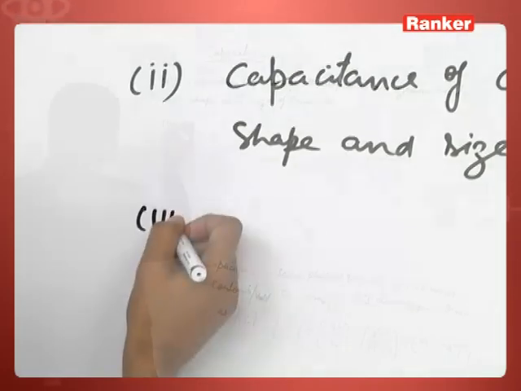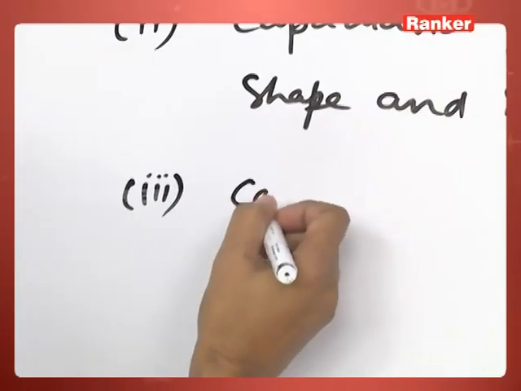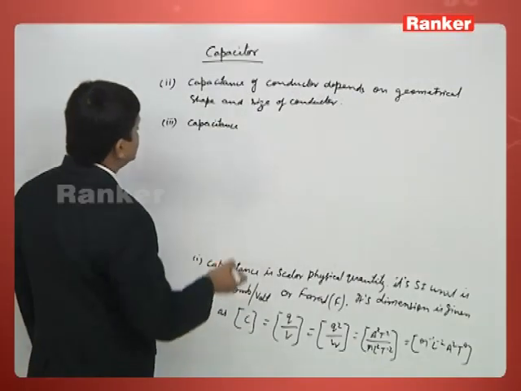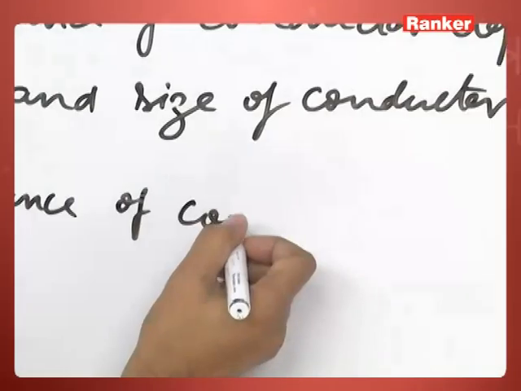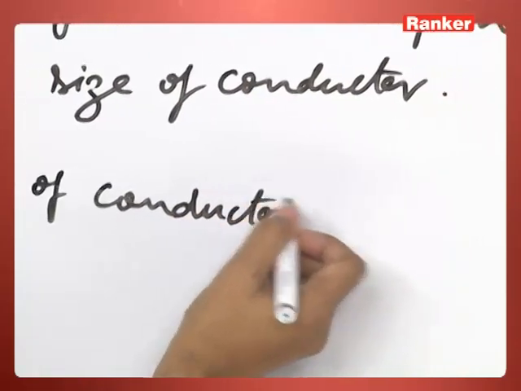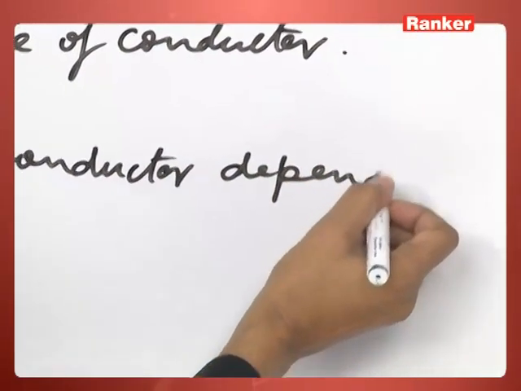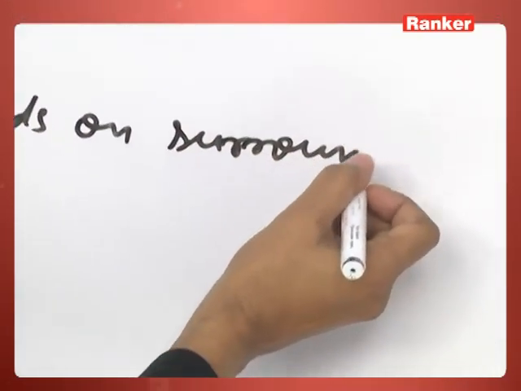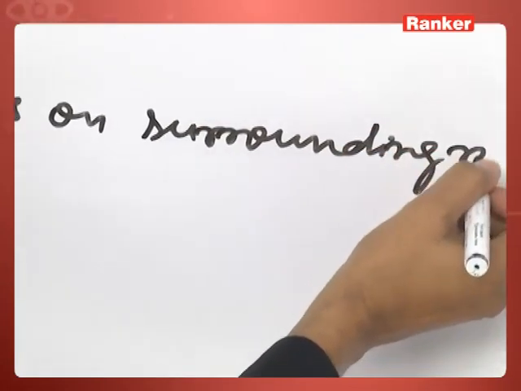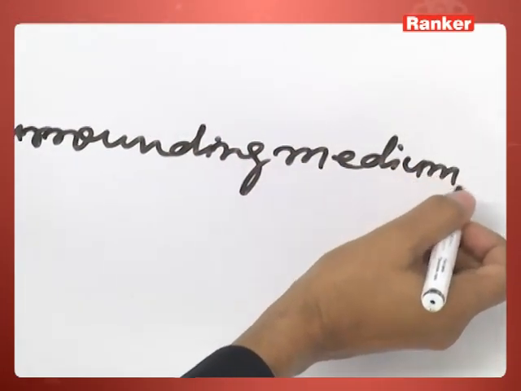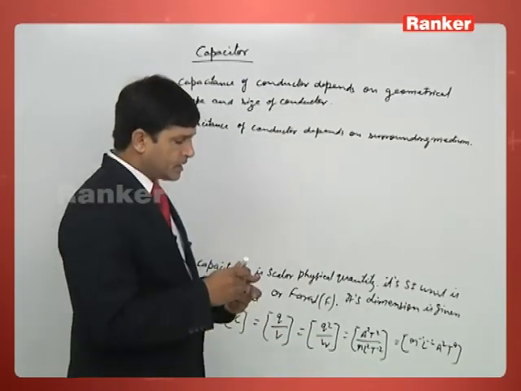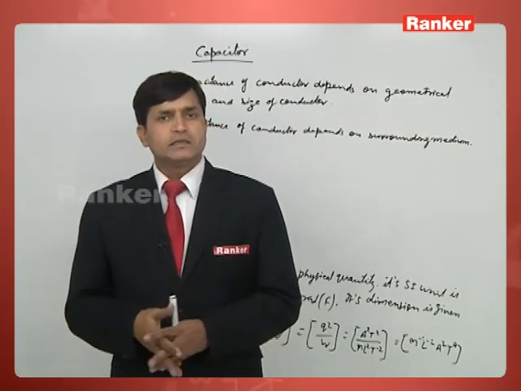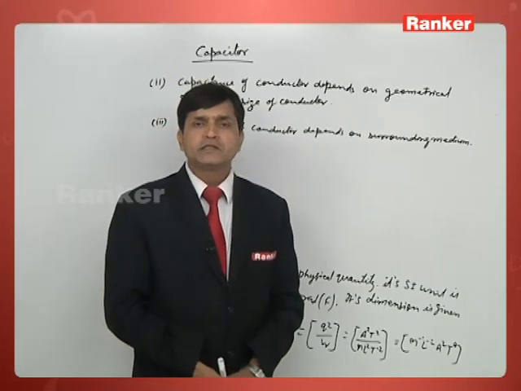Similarly, the third point: capacitance of a conductor depends on the surrounding medium. The meaning of that is, when a conductor is kept in a medium, its capacitance depends on the surrounding medium. Now how does it depend on the surrounding medium?